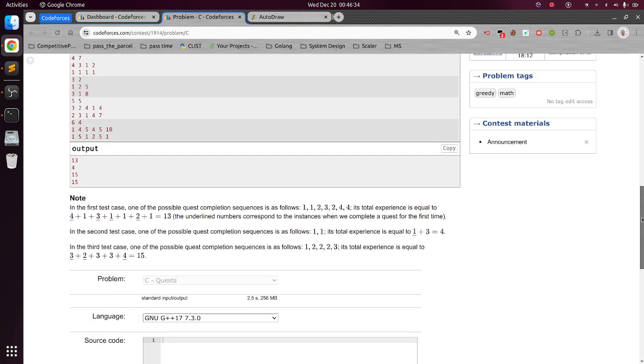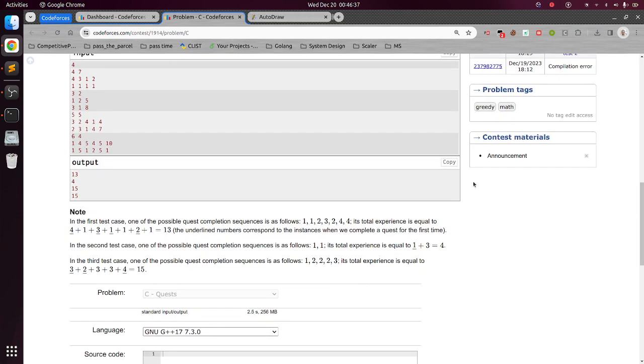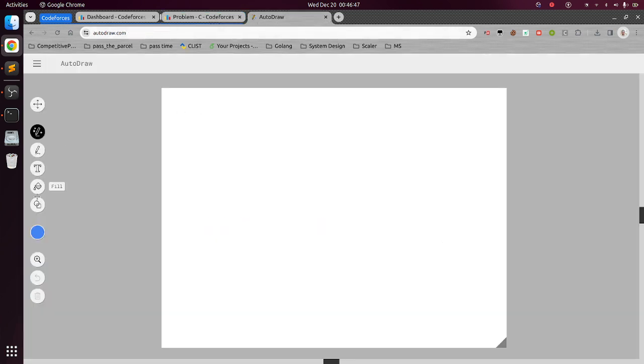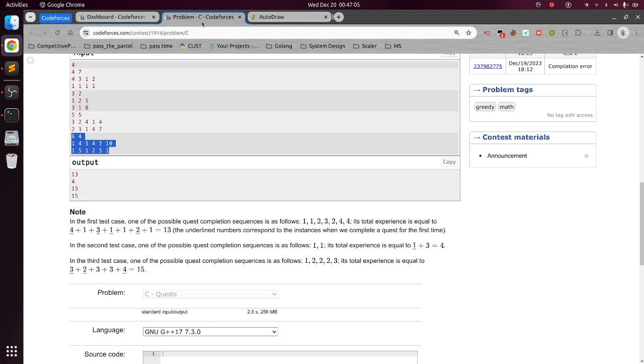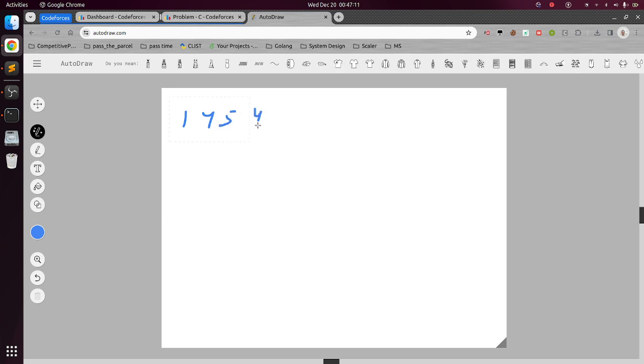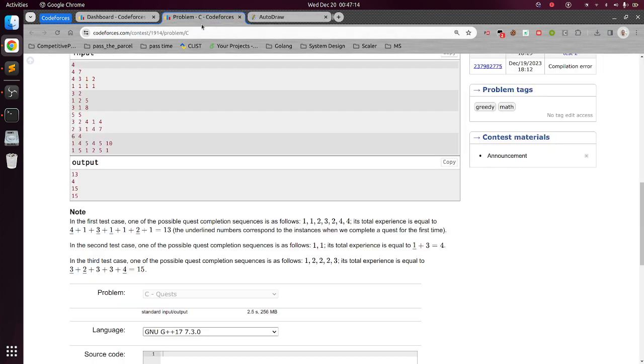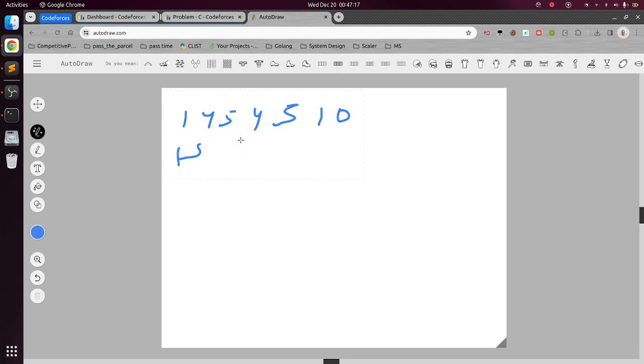And yes, we can take an example. Let's take this example: 1 4 5 4 5 10, and 1 5 1 2 5 1.